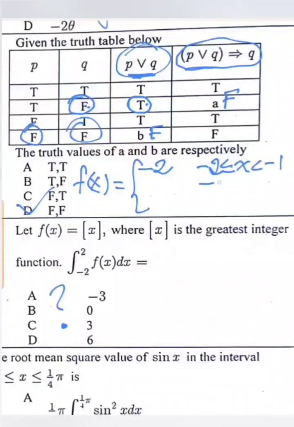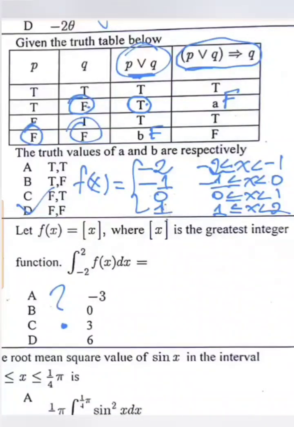When you take the next consecutive integer interval, which is -1 less than or equal to x less than 0, again the function will fall down to -1 in that interval. Then when you take the case of 0 less than or equal to x less than 1, the function will always fall down to 0 in that interval. And for the case of 1 less than or equal to x less than 2, the function again will fall down to the greatest integer in that interval, which is 1.